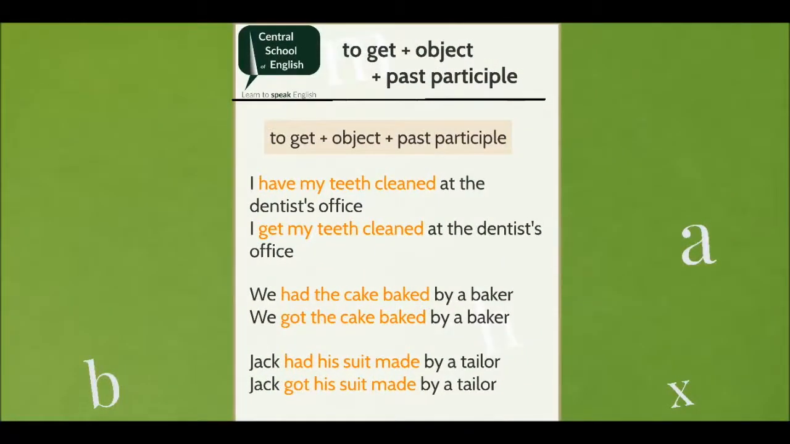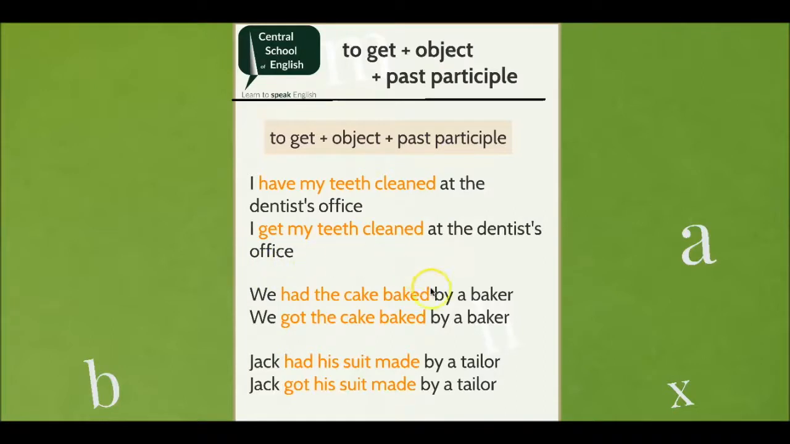It is also possible to use the structure to get plus object plus past participle to communicate that we do not do an action, but that someone does the action for us. For example, it is possible to say, I have my teeth cleaned at the dentist's office. However, I can also say, I get my teeth cleaned at the dentist's office.